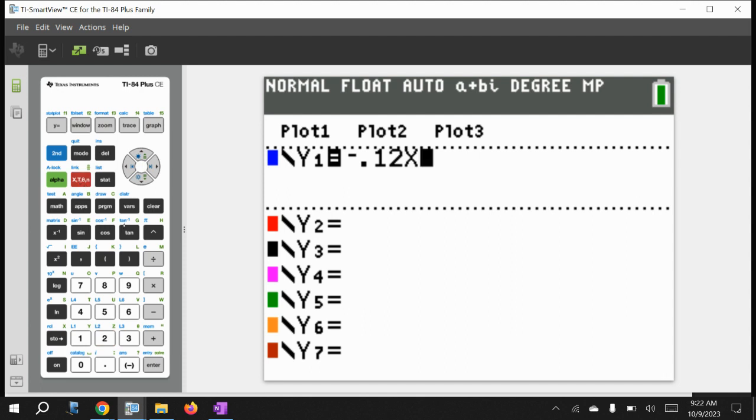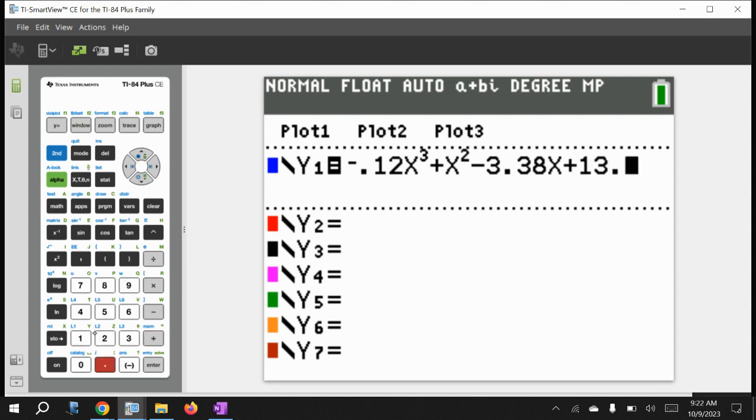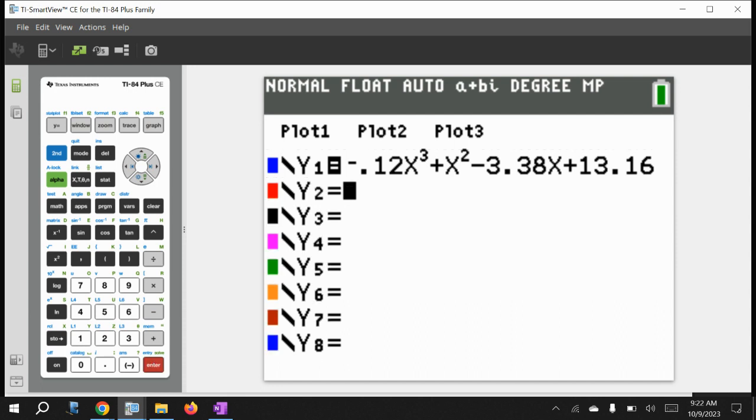-0.12 x to the third plus x squared minus 3.38 x plus 13.16.